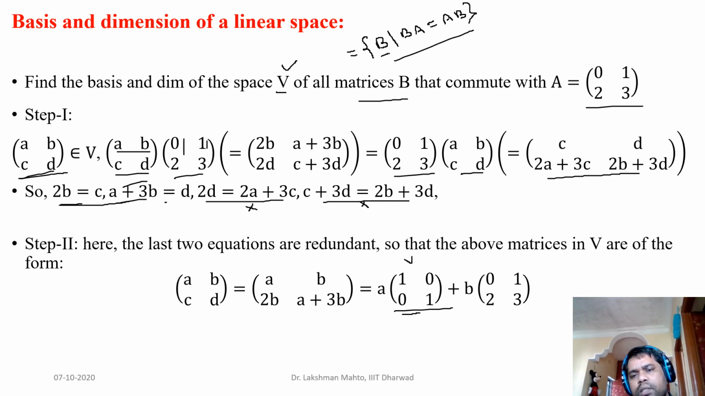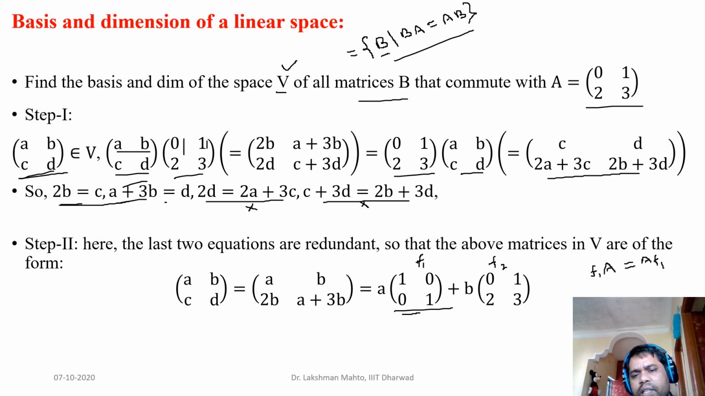Call this matrix V1, or from a general perspective, call it F1, because we are going to define a general linear space, and call this matrix F2. So you got two special matrices. You can verify that F1 will commute with A, and F2 will also commute with A. It is homework, you can verify yourself. F1 times A equals A times F1. It is very simple to verify.